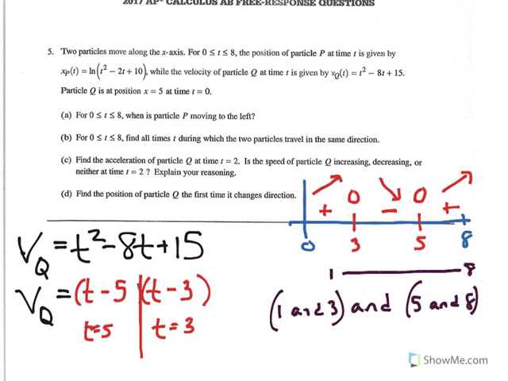So the answer for part B is between 1 and 3 and 5 and 8. I forgot to write the word between on there. Between 1 and 3 and 5 and 8.